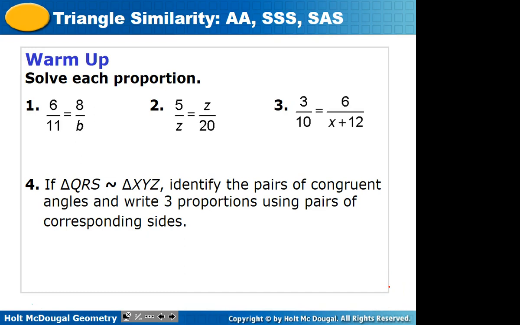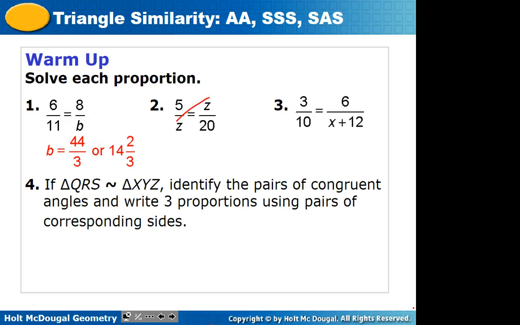And when we do these, if you guys recall, we cross multiply. So we would do 6 times b and multiply that times 11 times 8, which is 88. And then we would divide the 6 into the 88, and that would get us 14 2/3, which is 14.67.